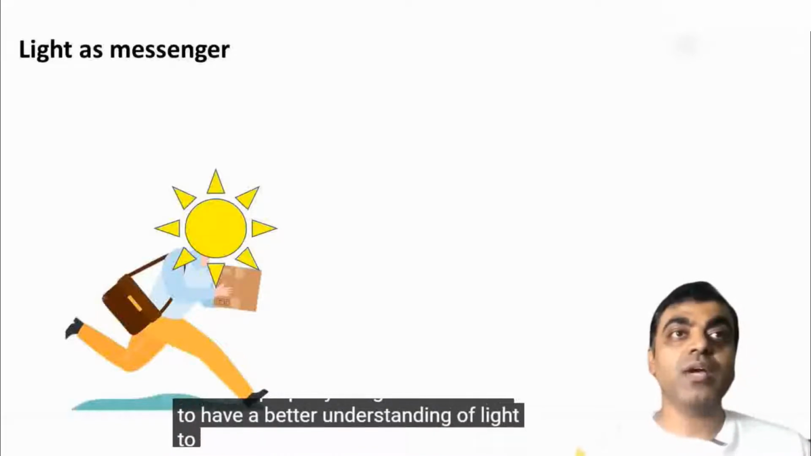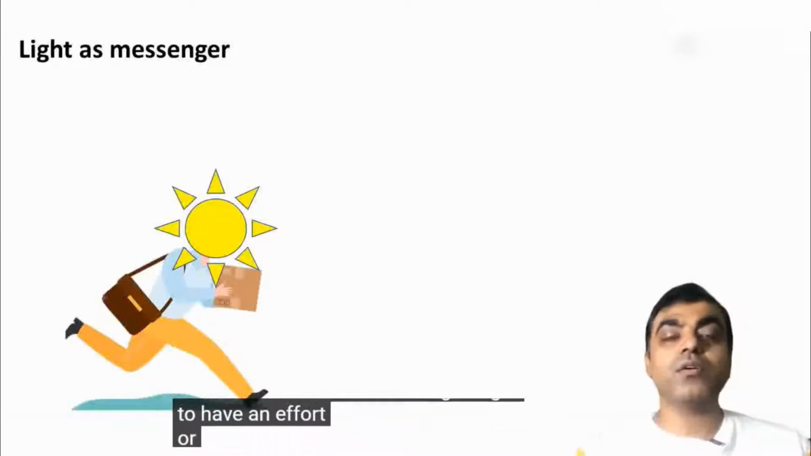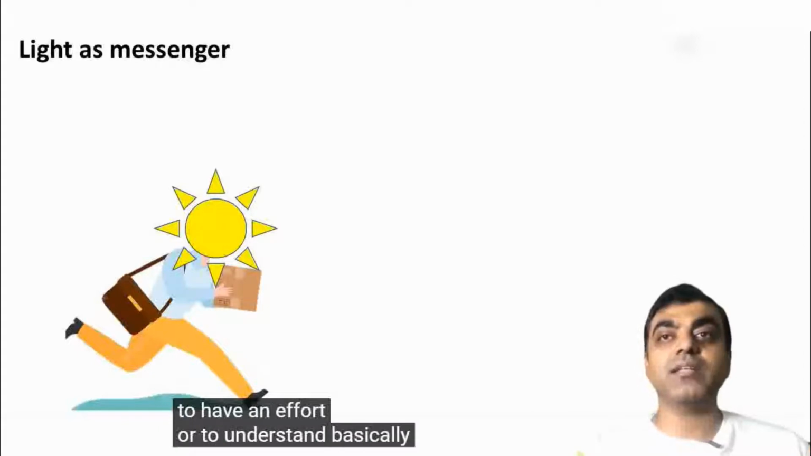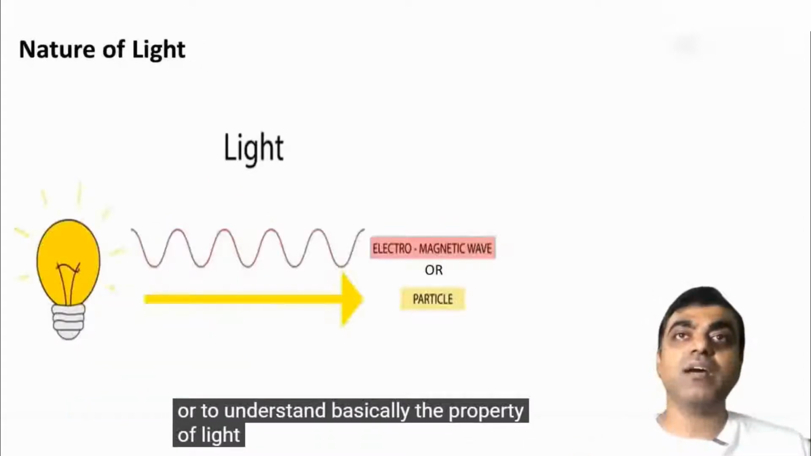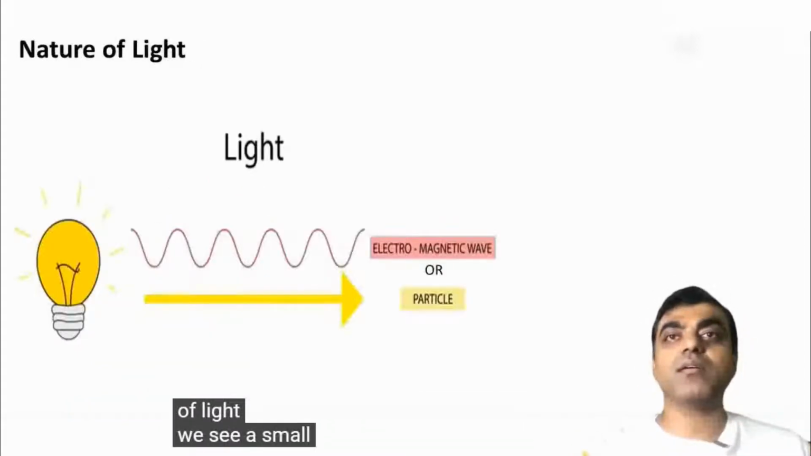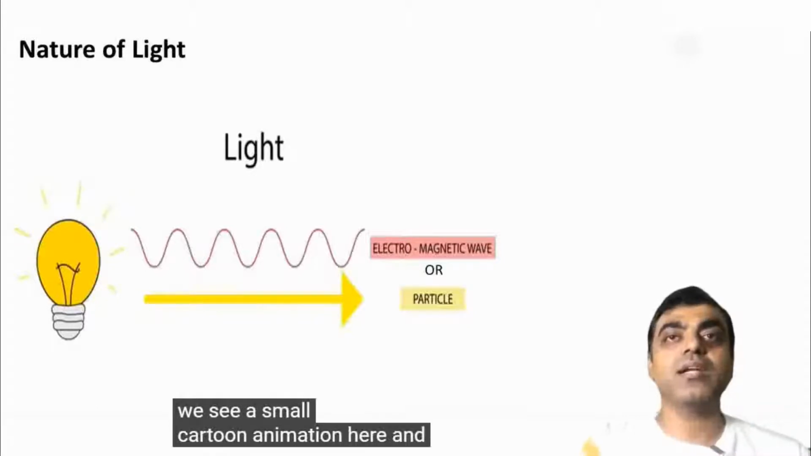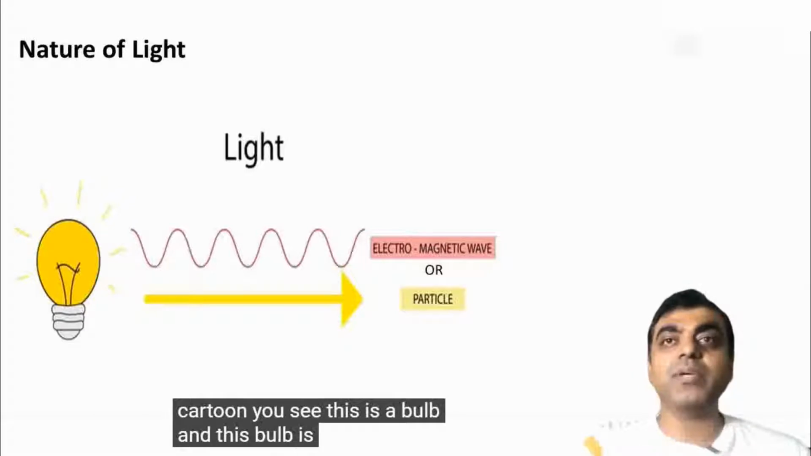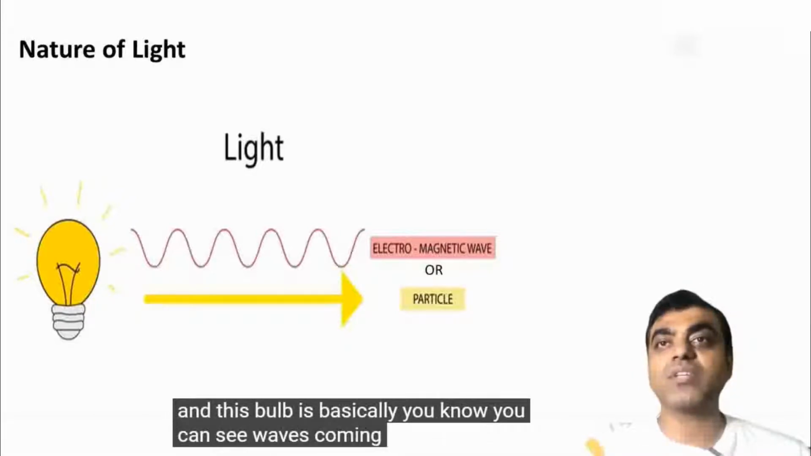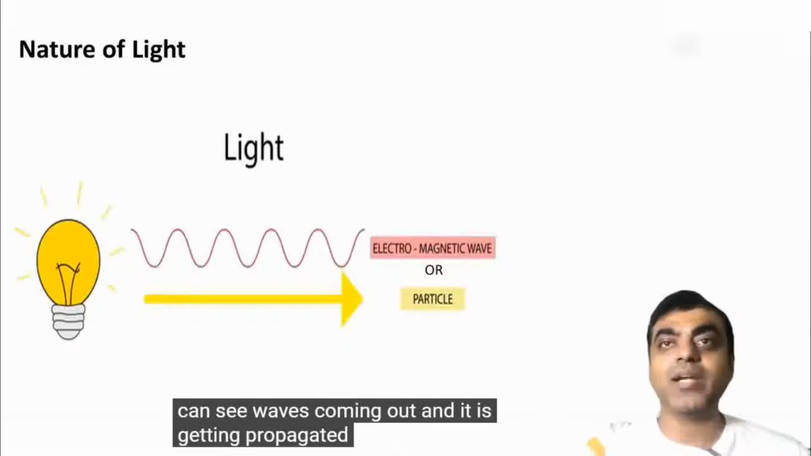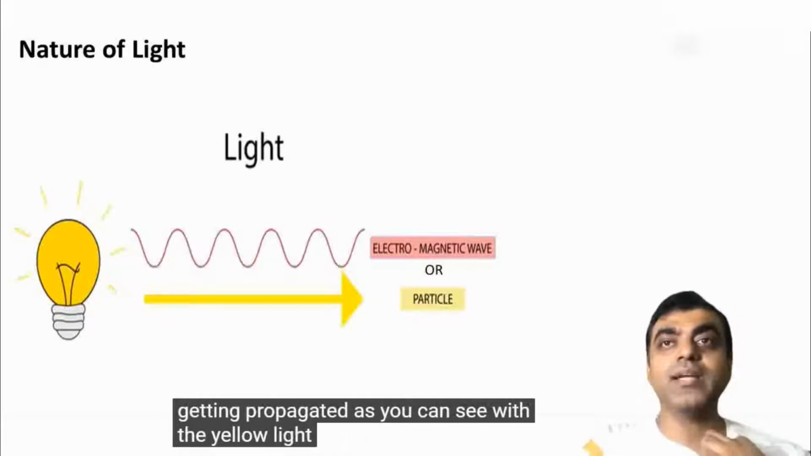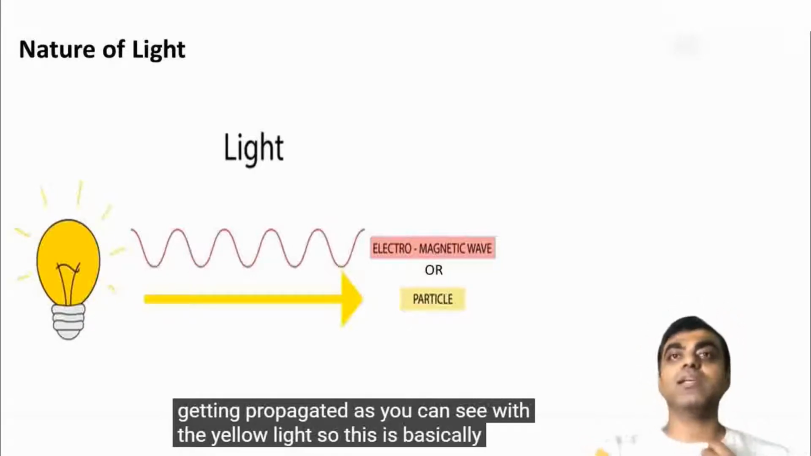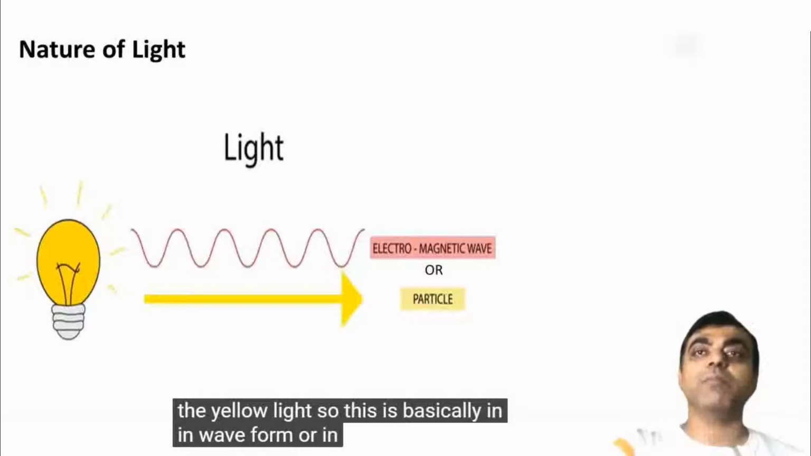To understand the properties of light, we see a small cartoon animation here. In this cartoon you see a bulb, and you can see waves coming out and getting propagated, as you can see, with the yellow light. So this is basically in wave form or in particle form.